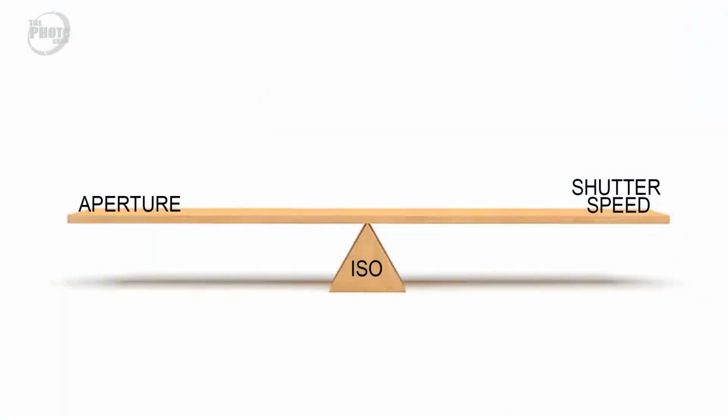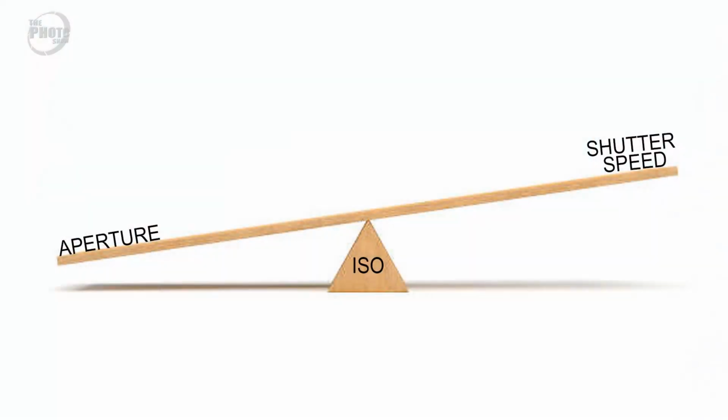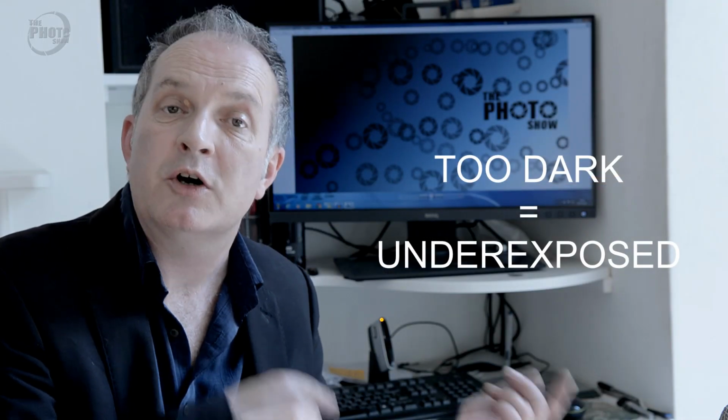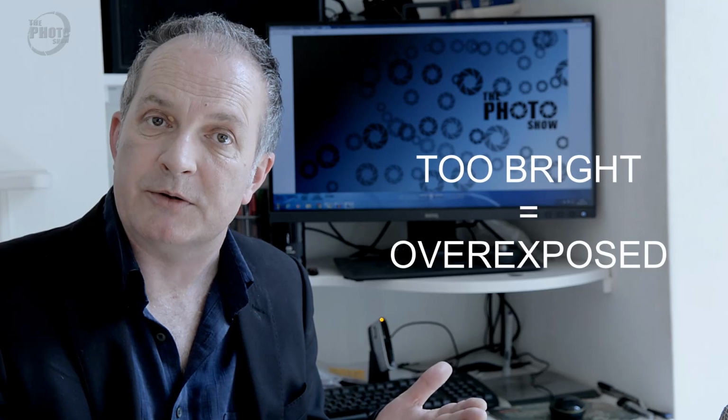As I was explaining in an earlier episode, if you think of it like a seesaw or a set of balance scales, when you have the correct amount of light reaching your sensor, everything is perfectly balanced. If one of the settings is wrong or is changed, it goes out of balance and you're either going to end up with a photo that's too dark and underexposed or too light and overexposed. So how do we know when we've got these settings correct?